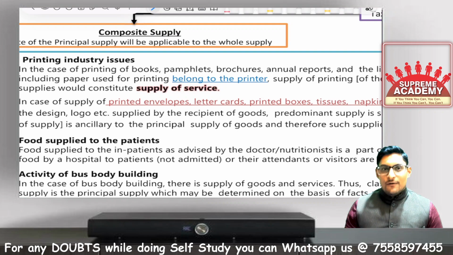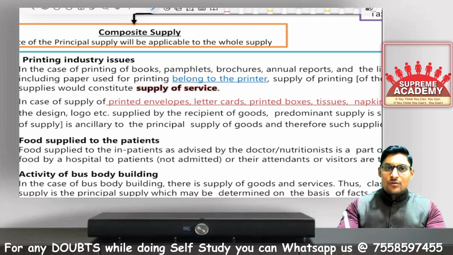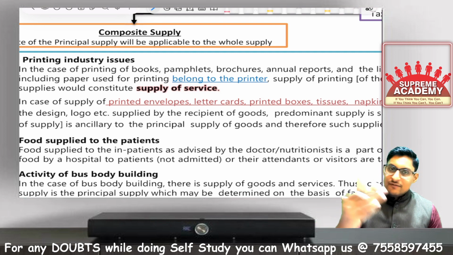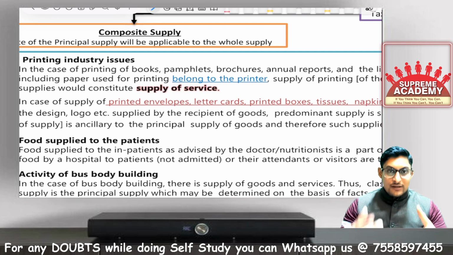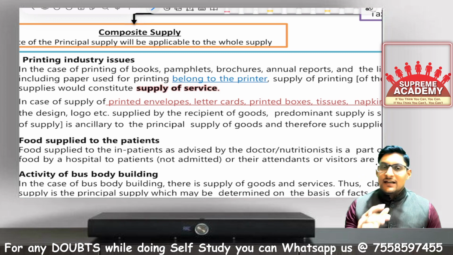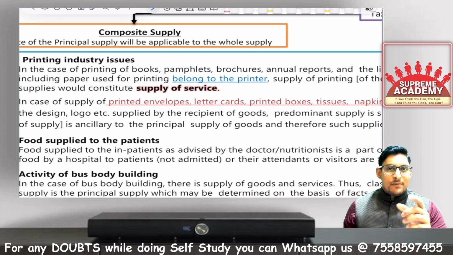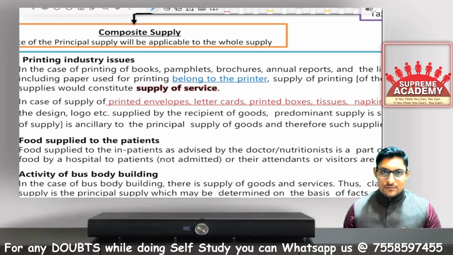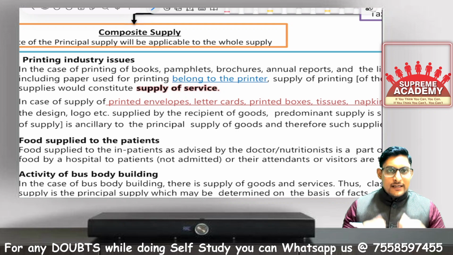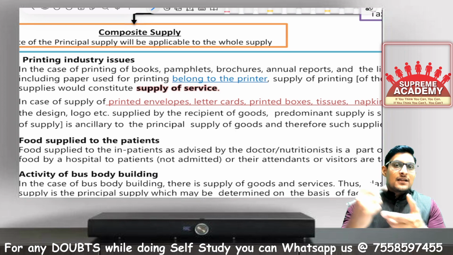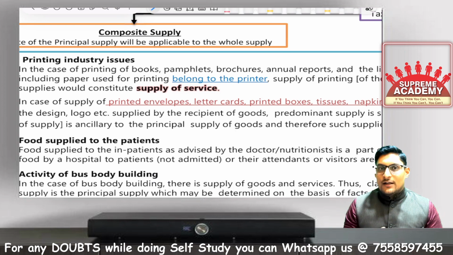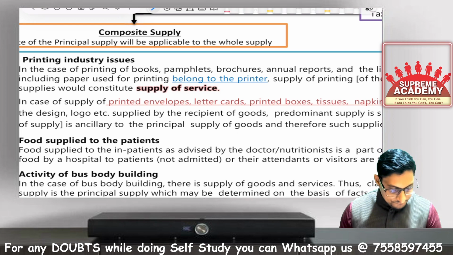Now case number two. What if you went to the printing person and he's supplying the printed notes having his own content? You are not giving the content. In that case, it will be a composite supply and the principal supply will be supply of goods. So remember, in any printing industry issue, if you are providing the content, then it is supply of service. And if you are not providing the content, the person himself is generating the content and providing you the printed format notes, then in that case, it will be supply of goods.